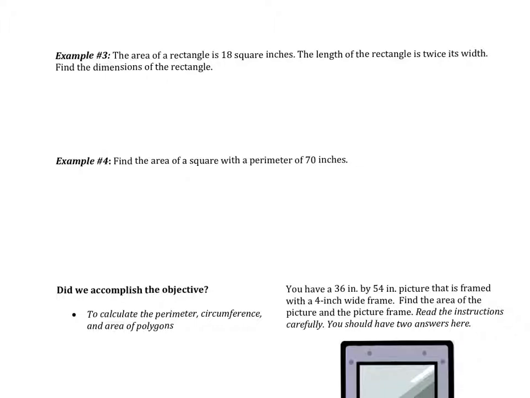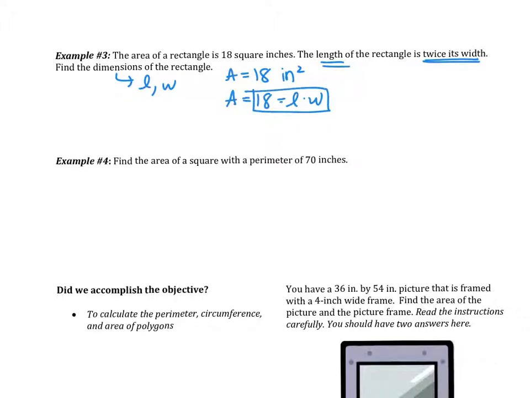Looking at example 3, the area of a rectangle is 18 square inches. The length of the rectangle is twice its width. Find the dimensions. Okay, so when we're talking about dimensions, we are looking for the length and the width. First thing we know is that the area is 18 square inches. And we know that the length is twice the width. Okay, so area, that 18, we know is length times width. Now, we don't know the length or the width. So at this point, we can't solve this equation, because we have two different variables. But we do know this relationship between the length and the width.